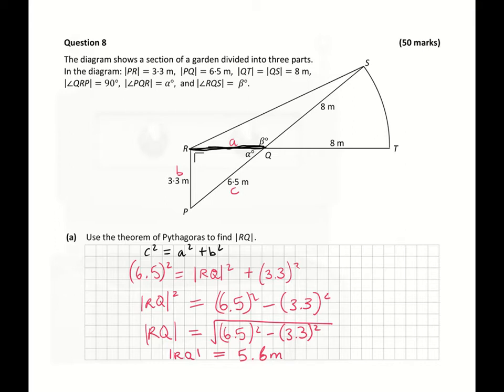So that should be relatively straightforward. If you have any problems with that, make sure you go back to your maths tables, find the Pythagoras theorem, or in your textbook.